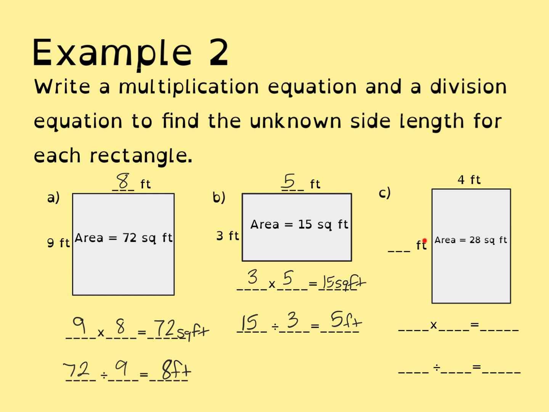Part C, we see that the area is 28 square feet, and we're given a side of 4 feet. So our division equation would be 28 divided by 4, which would then give us 7 feet. So when we write our multiplication equation, we can write 7 times 4 equals 28. Your equation could also be 4 times 7 equals 28 square feet, and that would also be a correct answer.